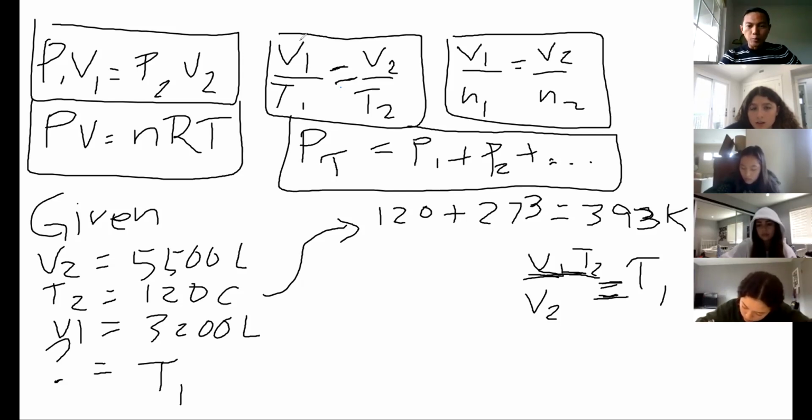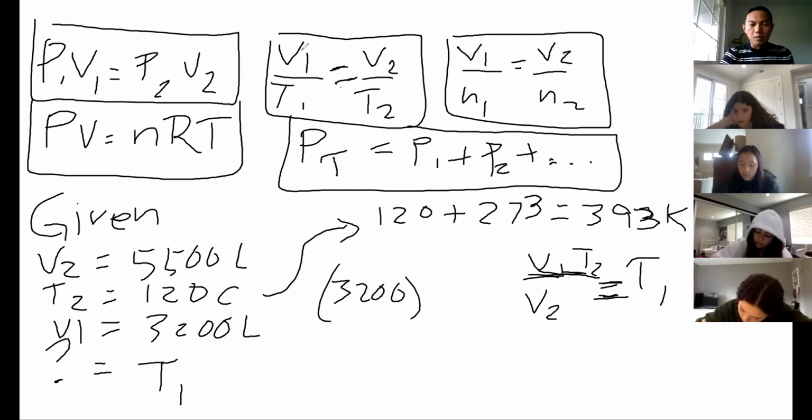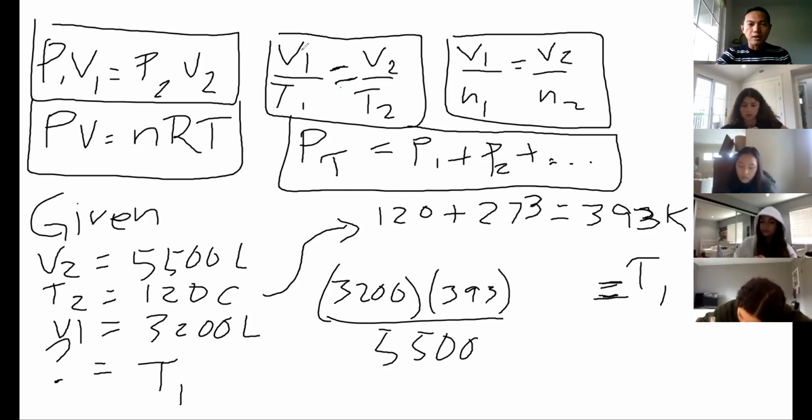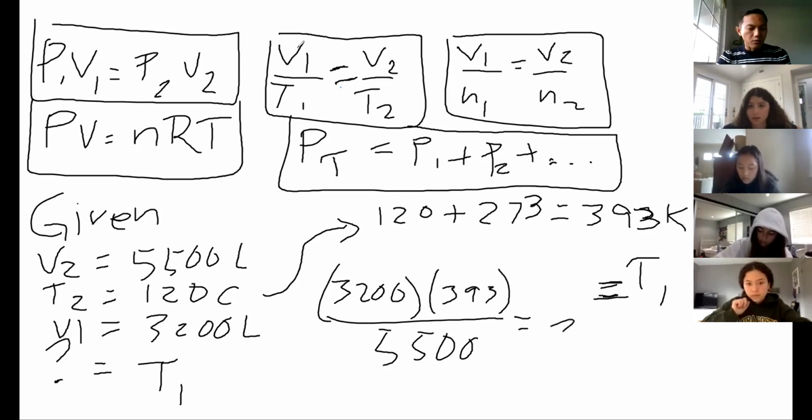So for example, to plug in all these numbers, our V1 is 3,200 liters. So that's 3,200 times T2. And based on our conversion here, T2 was 393. And then divided by V2, which is given in the problem, 5,500. It looks like we have 228.6 something. And the unit for this is Kelvin.